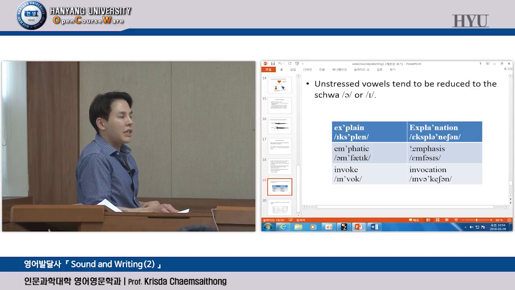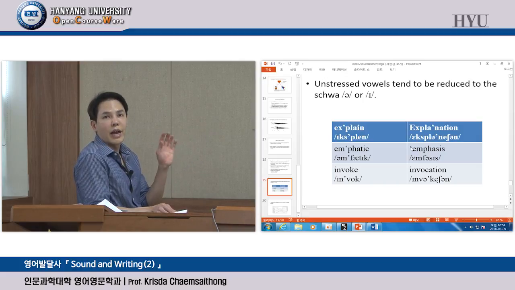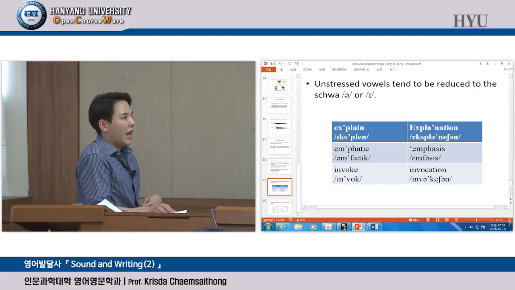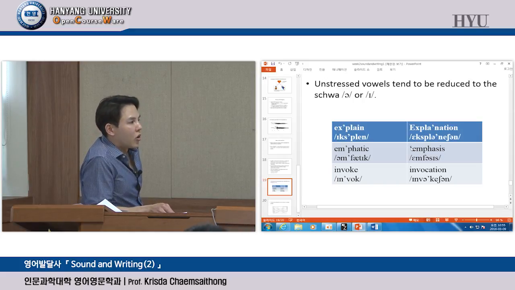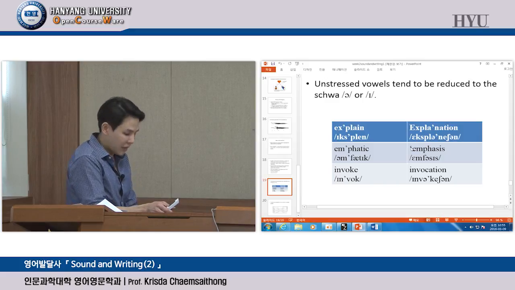Emphatic, the stress is here, so we have a full vowel value, emphatic. But when you switch it to a nominal version, a noun version of it, we have emphasis, right, instead of emphatic. So we have emphasis because the stress is on the front instead, this one. Invoke, invocation, when you change it to a noun, the stress pattern changes so that the vowel in voke becomes a schwa, and so on.